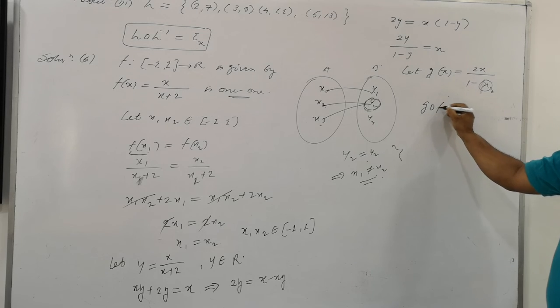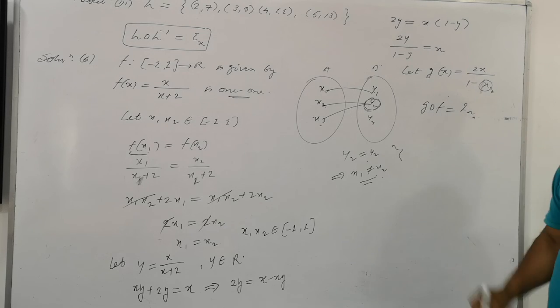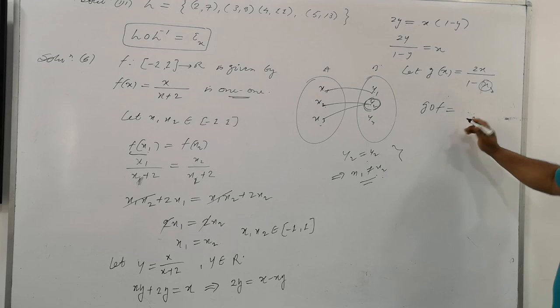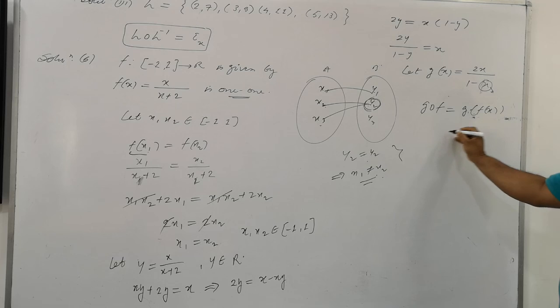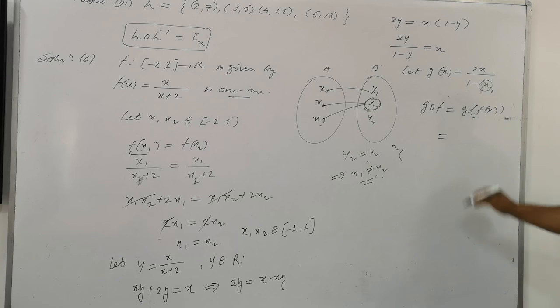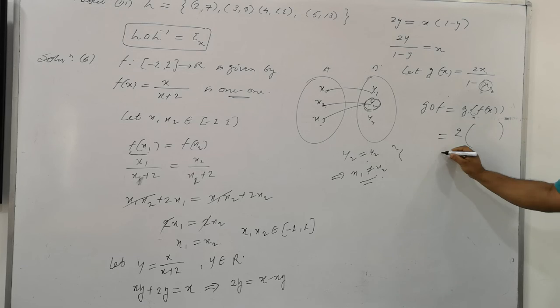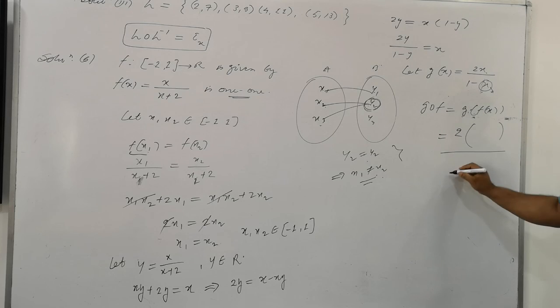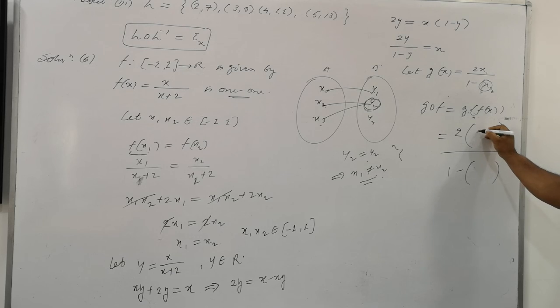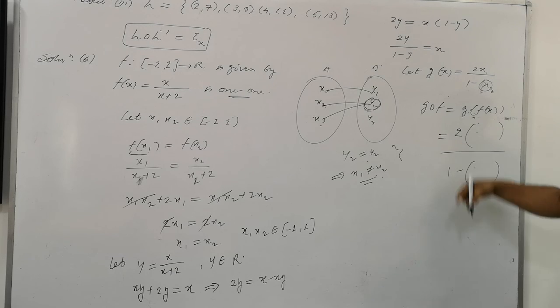fog, gof. gof is equal to Ix, you need to prove here. Okay. So what is gof? g of f(x). Is that clear? So what is the g function? This is the g function. Clear? 2 of, leave the place of domain, and 1 minus, what is that here? Here the domain. What is the domain? The domain is here f(x).